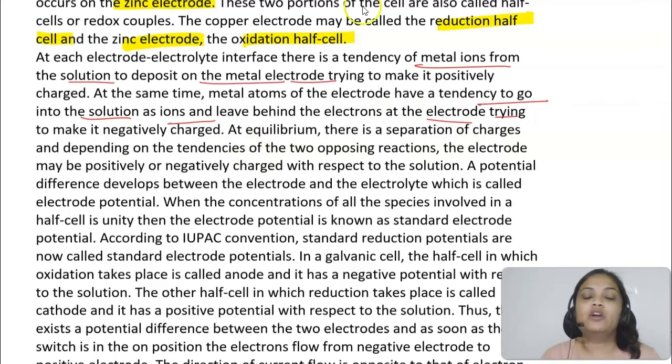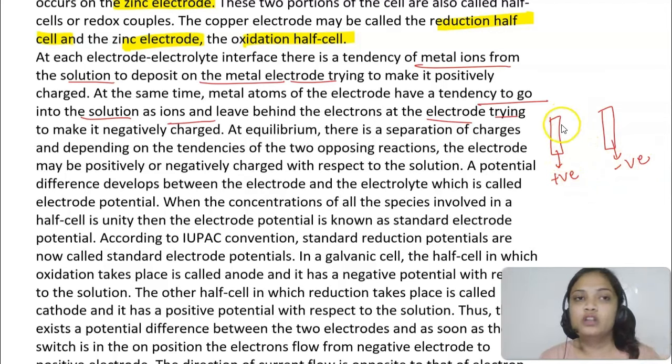Okay. Now what happens at equilibrium? There is a separation of charges. Of course, when electrons are gained or lost, there will be a separation of charges, and depending upon the tendencies of the two opposing reactions, the two electrodes can be positively or negatively charged with respect to the solution in which they are dipped.